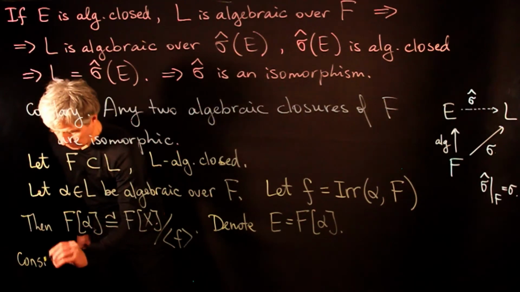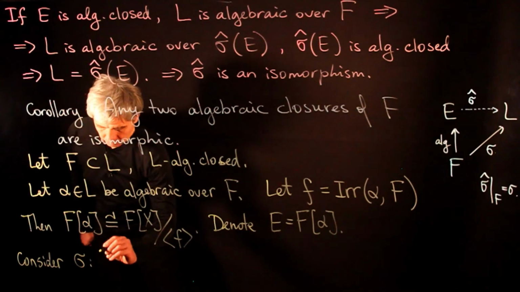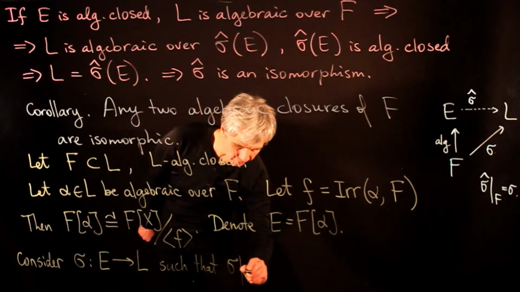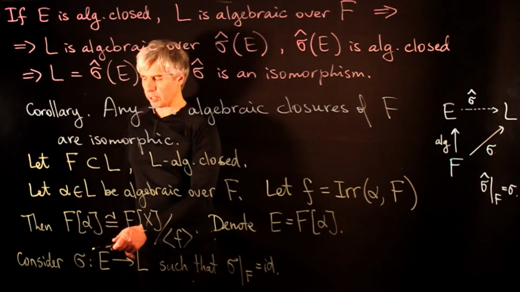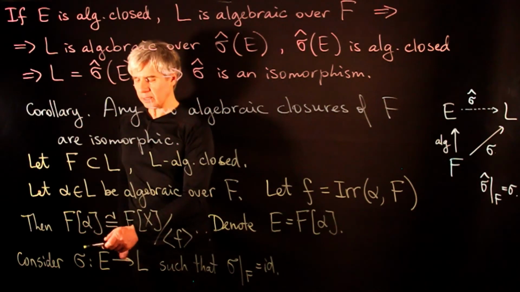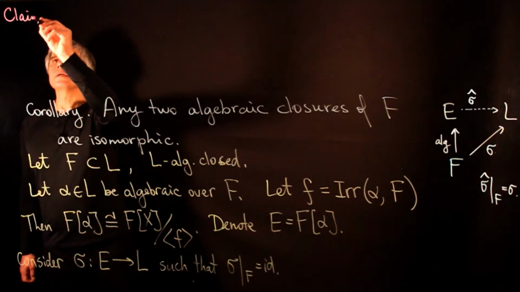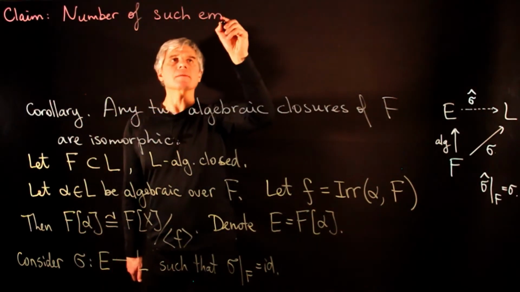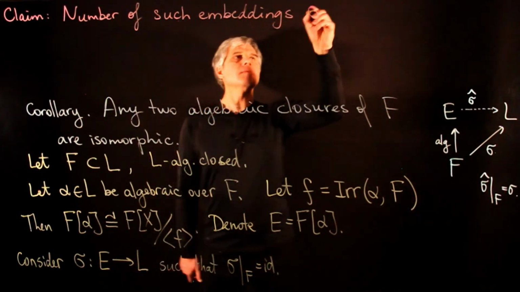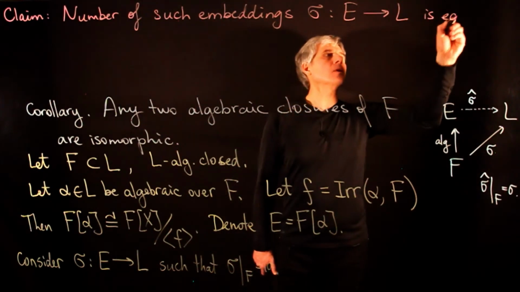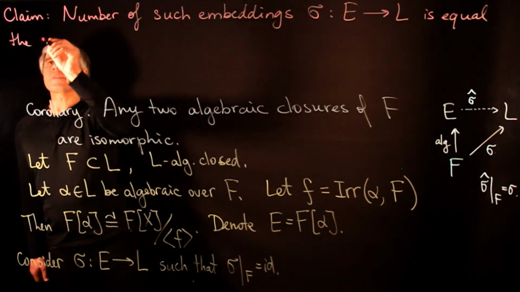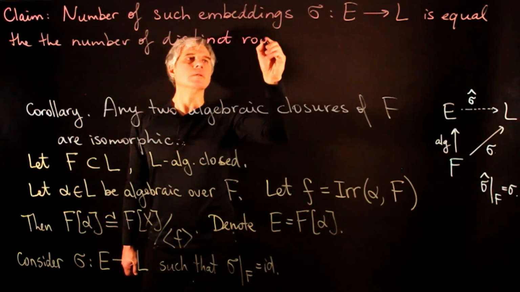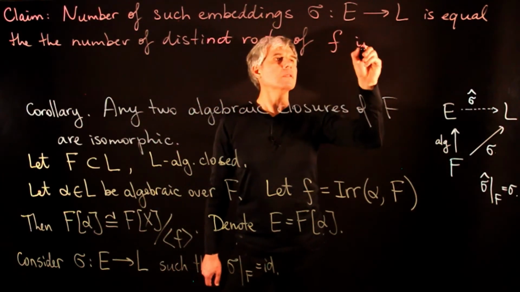We consider the maps sigma from E to L such that sigma restricted to F is identity. The sigma has the property that it acts identically on elements of F, but it is allowed to move alpha around. Our claim is that the number of such embeddings sigma of E into L is equal to the number of distinct roots of this polynomial f in the field L.